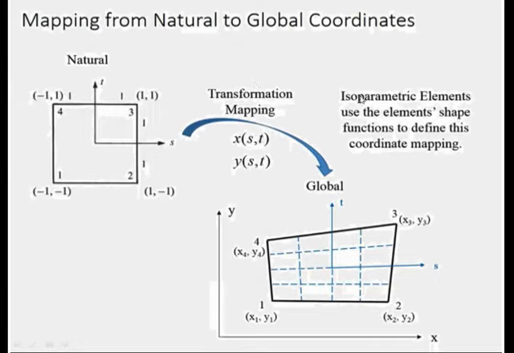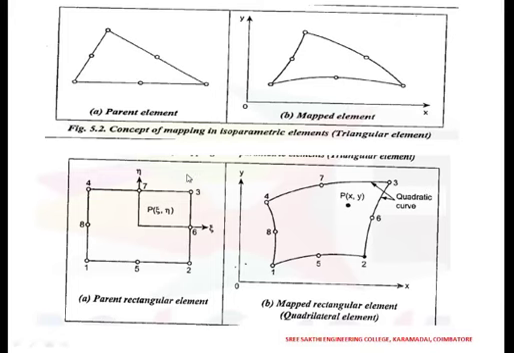So it is called isoparametric elements. Use the element shape function to define the coordinate mapping. Here you can see that in this area we can have an extension of some distance. Extension into some distance, so it is mapped automatically.